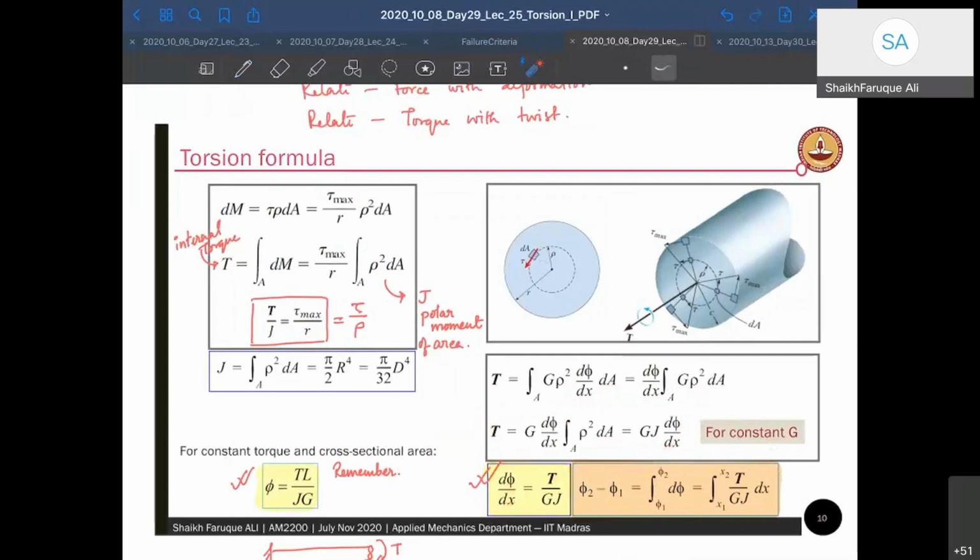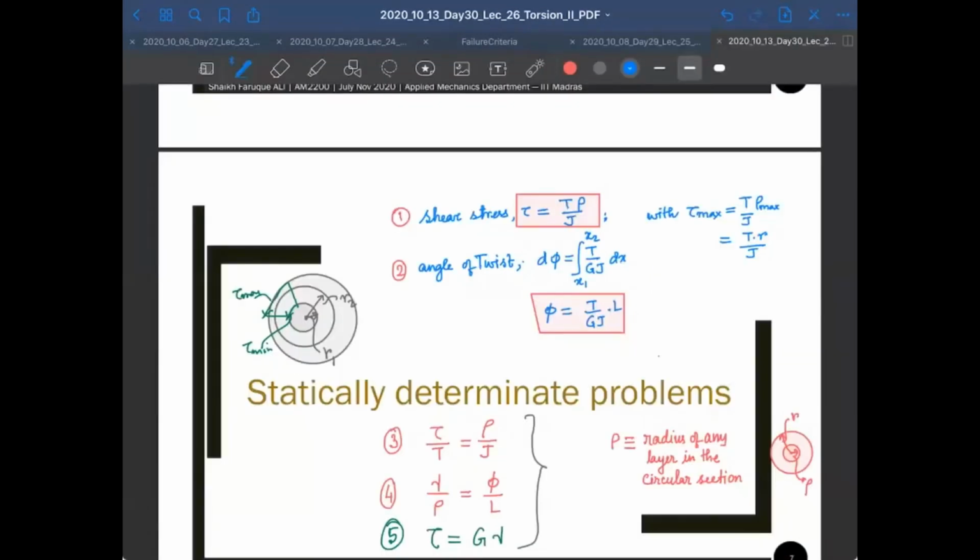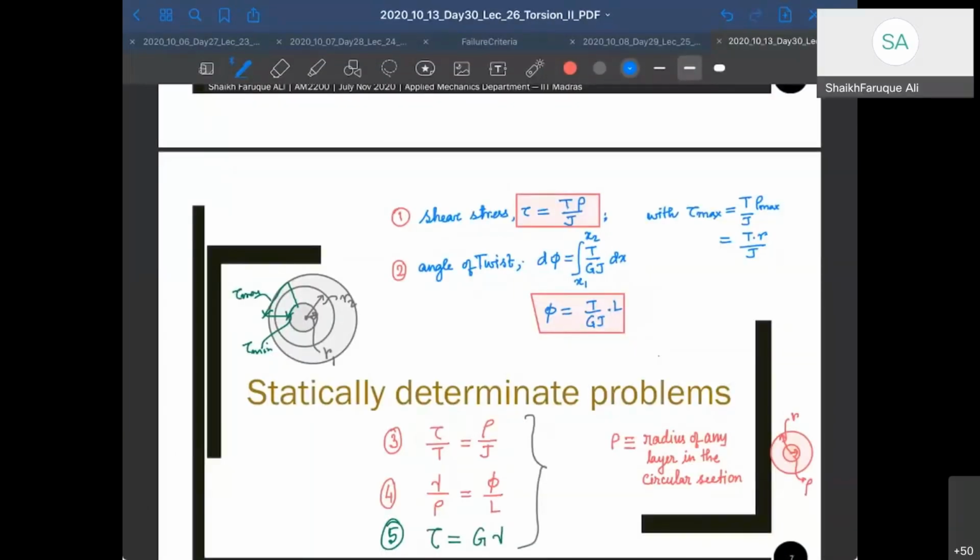Now, if you have a constant T over a length L, then it becomes TL by GJ over the length of L, or else you have to integrate it between phi 1 and phi 2, that is, phi 1 to phi 2 d phi is the integral from x1 to x2 of T by GJ. So if you have multiple cross sections of different J, then this is the formula you have to use. But if you have a constant cross section, then you can use this formula directly. Okay. Statically determinate problems. So we are looking into statically determinate problems.